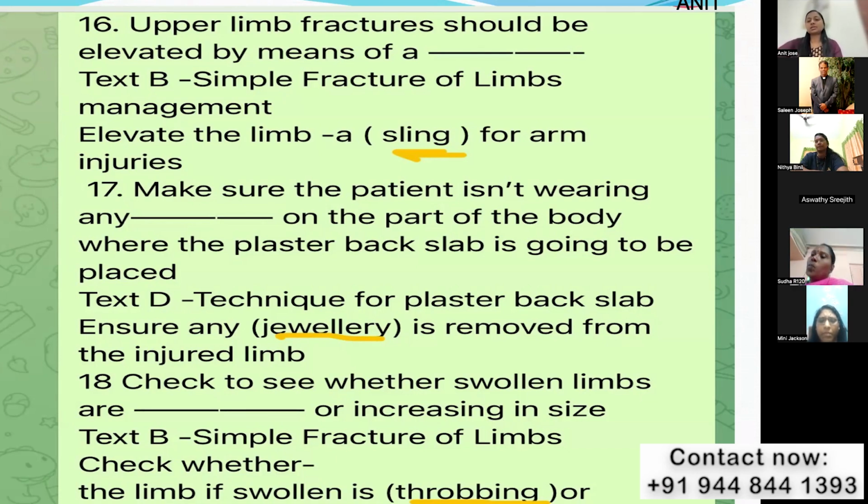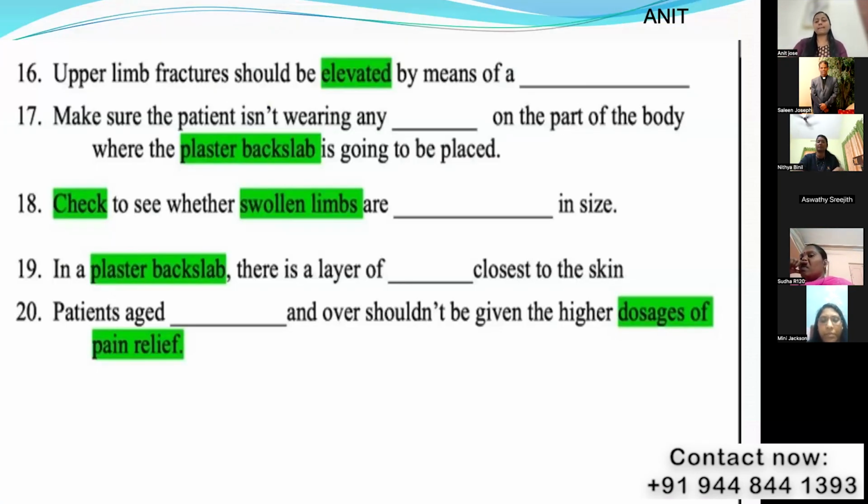So in the text we can see that the limb if swollen is throbbing or getting bigger. Here the answer is throbbing, and in the question we can see that increasing in size, but in the text getting bigger. So here the synonymous language is used. Then question number 19. In a plaster backslab, there is a layer of dash closer to the skin. Here the keywords are plaster, backslab and layer. So we know that it comes from text D.